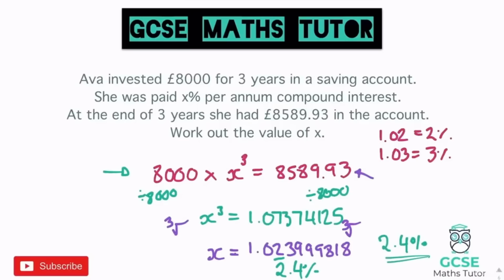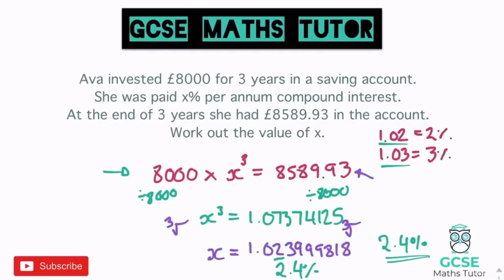Obviously you just need to remember that in those previous questions we found the 2%, we found the 3% by adding it onto the 1, so it was 1.03 up here, or 1.02 in the previous questions. So that 1.023999 is that 2.4% hidden within there. Okay, and that's how we find one of those.